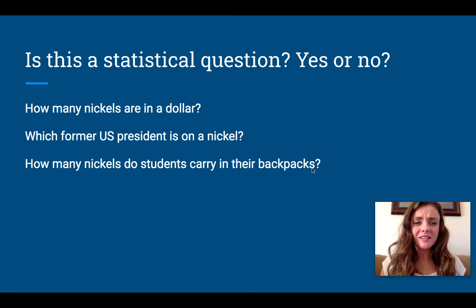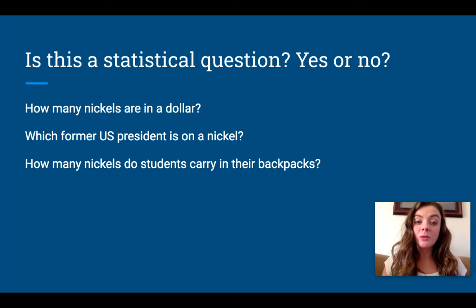So let's look at these examples. Are these statistical questions, yes or no? Looking at this first one, how many nickels are in a dollar? That one's not going to be a statistical question because no matter what, we're always going to have the same number of nickels in a dollar. That's not going to change. It's not going to be any different. So that one's going to be a non-example. So we would say no, that is not a statistical question.